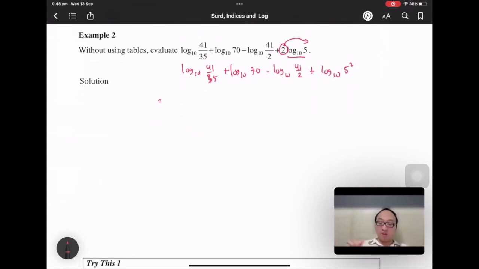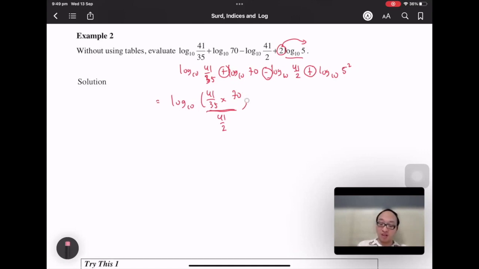And now we have addition and subtraction with the same base. So we can combine it. So log 10, this is addition. So we multiply 41 over 35 times 70. And then minus. Minus here means we divide, yeah? So we can divide by 41 over 2 because this is minus. And then another positive, log to the base 10 of 5 squared. So I can just combine it here, times 5 squared.